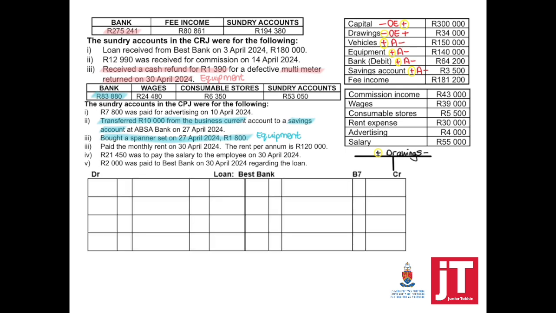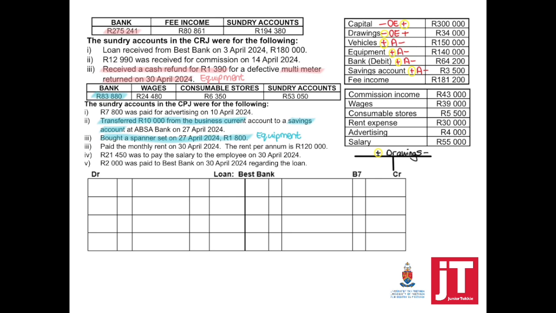Then we've got loan. Now, loan is regarded as a liability. Take note, there is no opening balance for loan. Just because there's no opening balance doesn't mean that we're not going to post from the journals to the general ledger. So there's no step number 1, opening balance, but there is step number 2, posting from the journals. So we need to check both the CRJ and the CPJ to see if there's any transactions which involved loan.